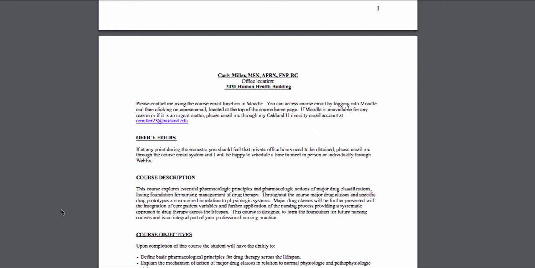So in terms of course description, throughout the course, we're going to explore essential pharmacologic principles and pharmacologic actions of major drug classifications. So this lays the foundation for nursing management of drug therapy. And obviously, pharmacology is a very essential component of nursing practice.